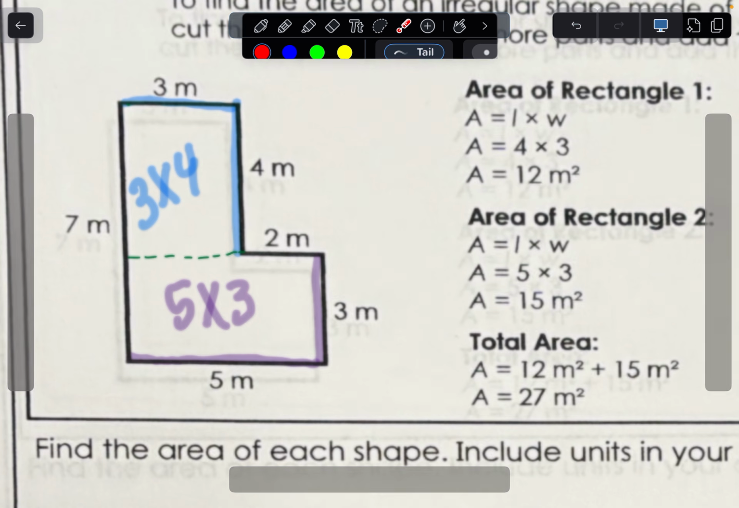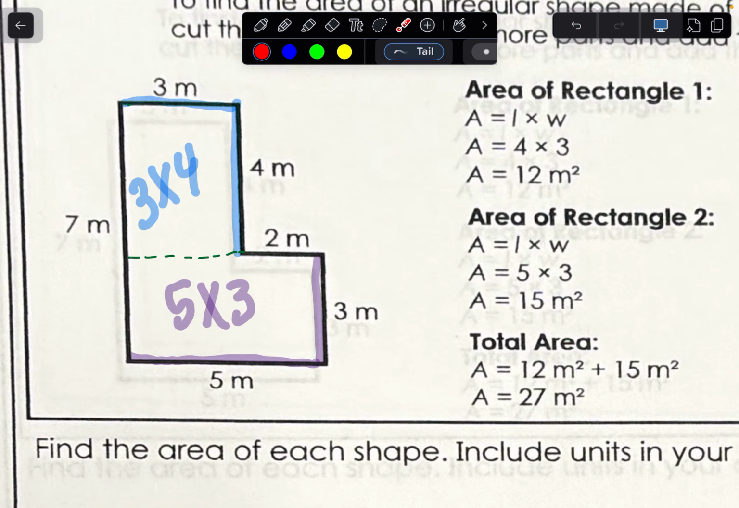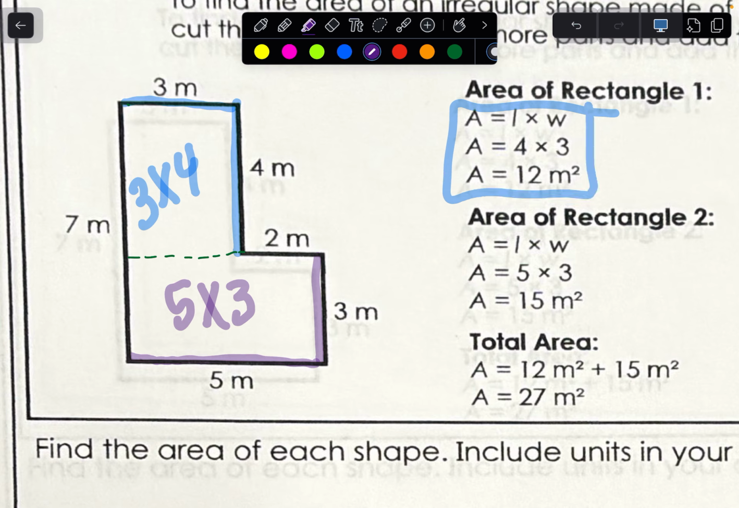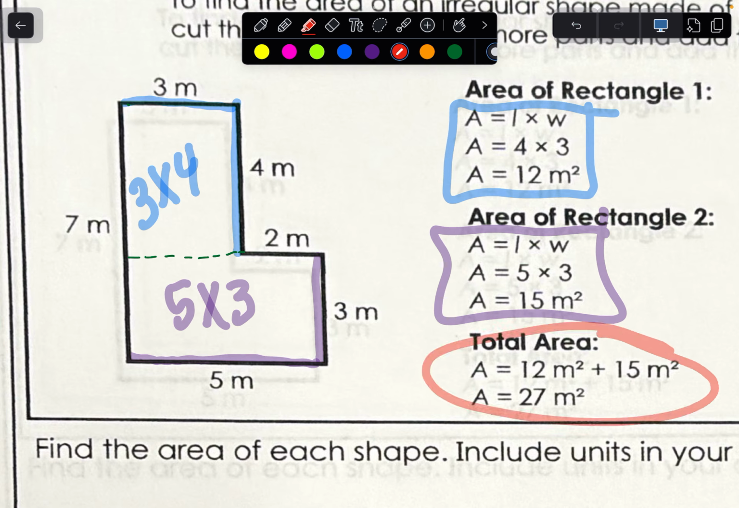Okay, so I've seen some people do problems like this where they calculate the whole thing and then they take this piece away and they use subtraction instead of addition. So like I said, there's many, many ways to do this. If you use what they have said, they did the 3 by 4, that's area 1. Then they did the 5 by 3, that's area 2. And the total area, then, you're just going to add those two things together. So it's just a matter of how do you break it up in a way that is helpful.